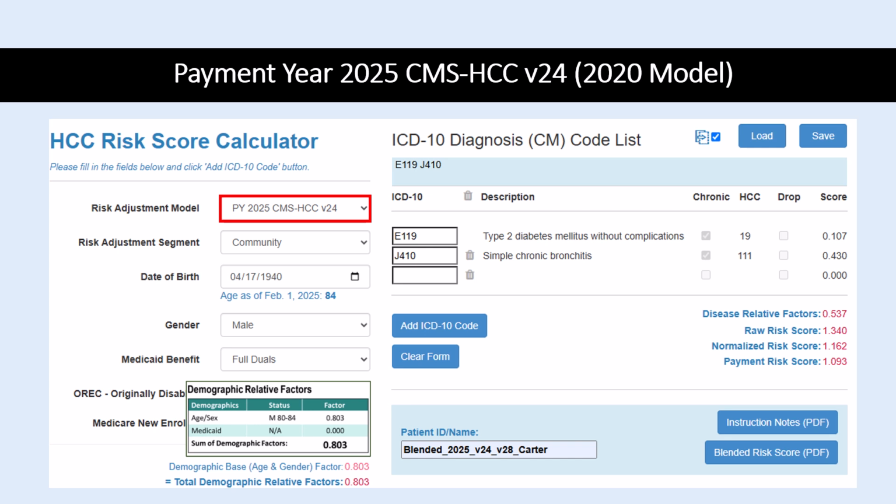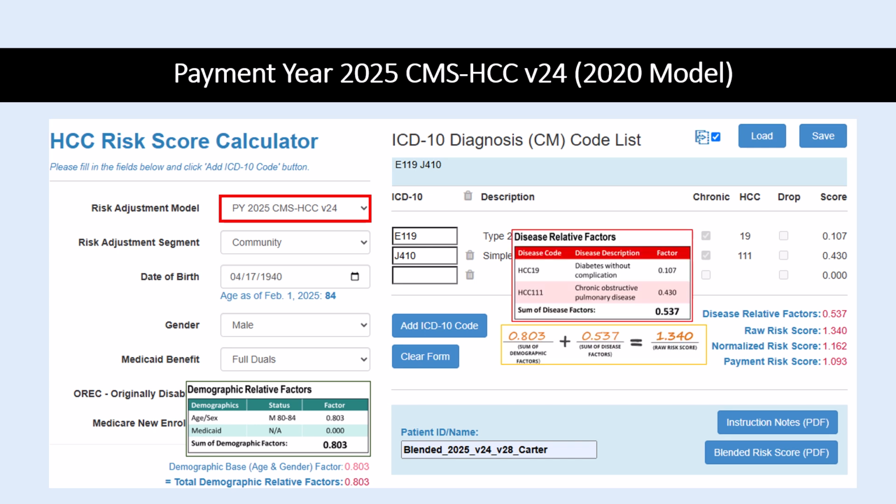Mr. Carter's information is shown on your screen. Notice that the payment HCCs identified for this beneficiary are HCC 19, diabetes without complications, and HCC 111, chronic obstructive pulmonary disease. To calculate Mr. Carter's raw risk score, simply add the sum of his demographic factors to the sum of his disease factors. Use the Blended Risk Score PDF button to generate Mr. Carter's risk score worksheet.